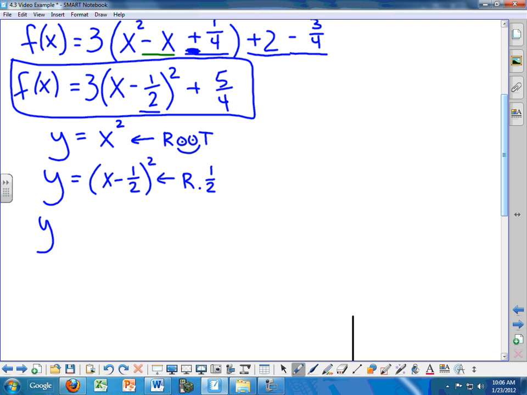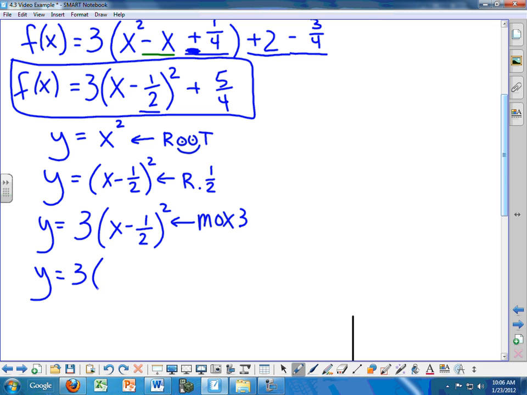The second one is the 3 that is out front. Of course, this is not pertaining to x, this is pertaining to y, because it's not part of the quantity. So this one is called a MOX, M-O-X-3. We've done this before also at the beginning of algebra here. And then our last one is the plus 5/4, which is x minus 1/2 squared, and then plus 5/4. Again, the 5/4 is with the y, not with the x, and therefore it's a vertical translation up 5/4 of a unit.